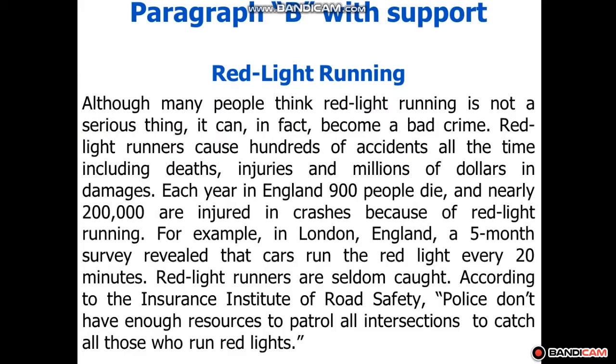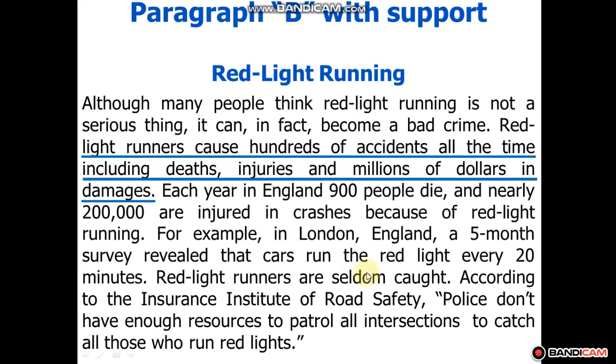Now, so let's have a look at it. So what's good about it? Although many people think red light running is not a serious crime, it can in fact become a bad crime. Now this is the topic sentence and we need to explain it. Okay, whatever follows is here.